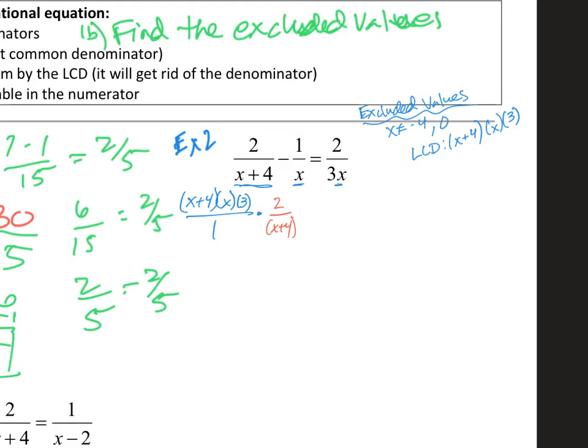I'm going to do a subtraction, and then I'm going to multiply my LCD again, x plus 4 times x times 3 over 1, by my second term, which is 1 over x, right? And then this is equal to, I'm going to multiply the last term, 2 over 3x, by my least common denominator of x plus 4, x, and 3 over 1 times 2 over 3x.